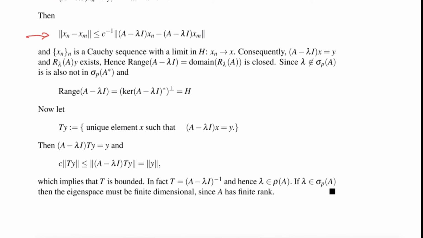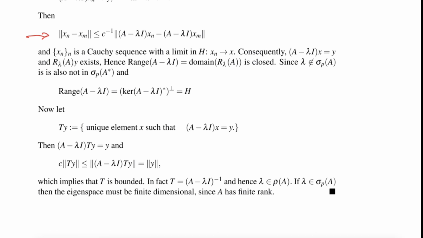So, one more step. Now we define an operator T, where Ty is the unique element x, so that (A minus lambda I)x is y. Okay, so this T looks funny, but it is really the inverse of A minus lambda I in disguise. Because now we can compute (A minus lambda I)Ty, so that being unique Ty is equal to x, and then (A minus lambda I)x is y. And we can estimate c times the norm of x, which is c times the norm of Ty, is less or equal the norm of (A minus lambda I)Ty, which is equal to the norm of y. So then this operator T is bounded, and in fact it works like the inverse, so it is the inverse, (A minus lambda I) inverse, and lambda is in the resolvent set.